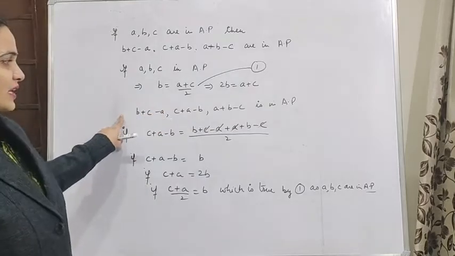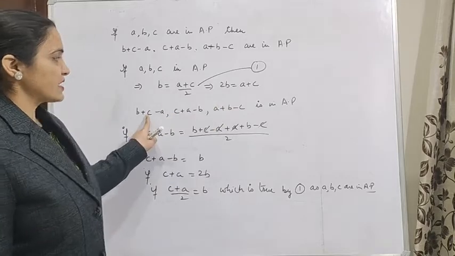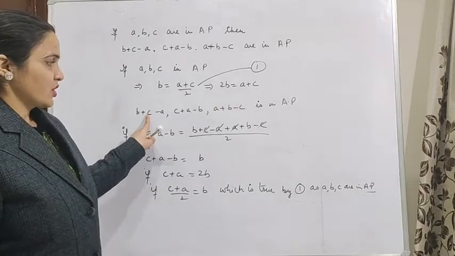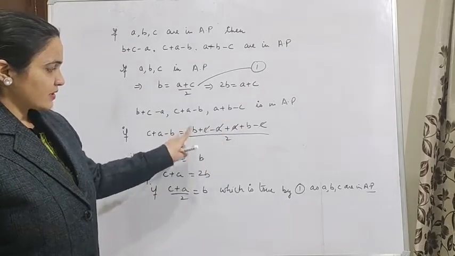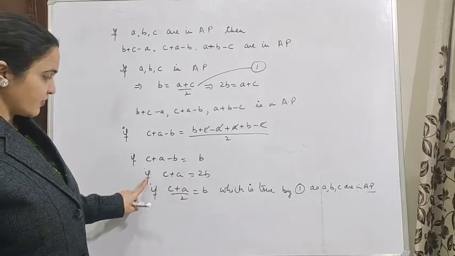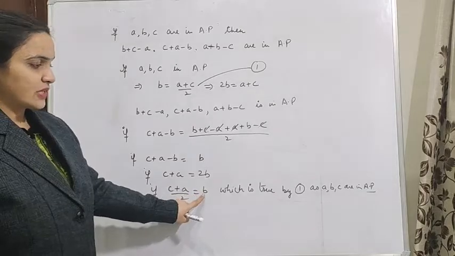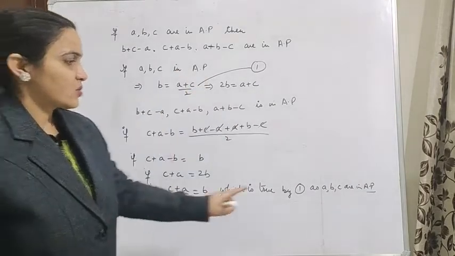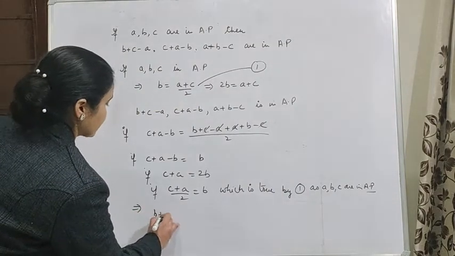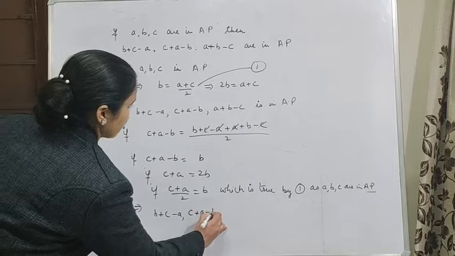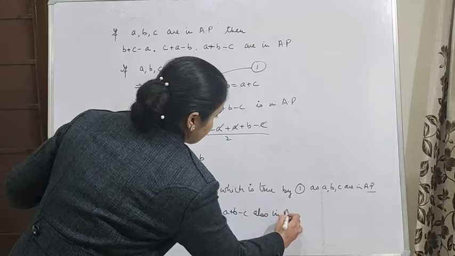So these numbers are in AP if we have this as the arithmetic mean of these two numbers. So we have the arithmetic mean of this, that is 2B upon 2. 2 cancels with 2. We have B is equal to this. If C plus A is equal to 2B, if C plus A by 2 is equal to B, which is true by 1. So as they are in AP, this implies that B plus C minus A, C plus A minus B, A plus B minus C are also in AP.